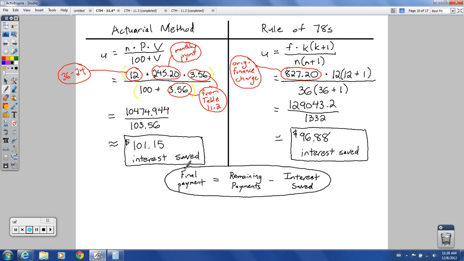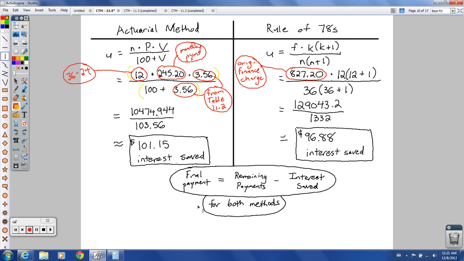And this is going to be true for both methods. So I'm kind of overlapping here. This is for both methods. Let's write that underneath it. So whatever your final payment would have been would be what you had left for the remaining payments minus that interest you no longer have to pay because you're paying it off early. So for this case, for the actuarial method, I'm going to continue my table here in a sense down this way.